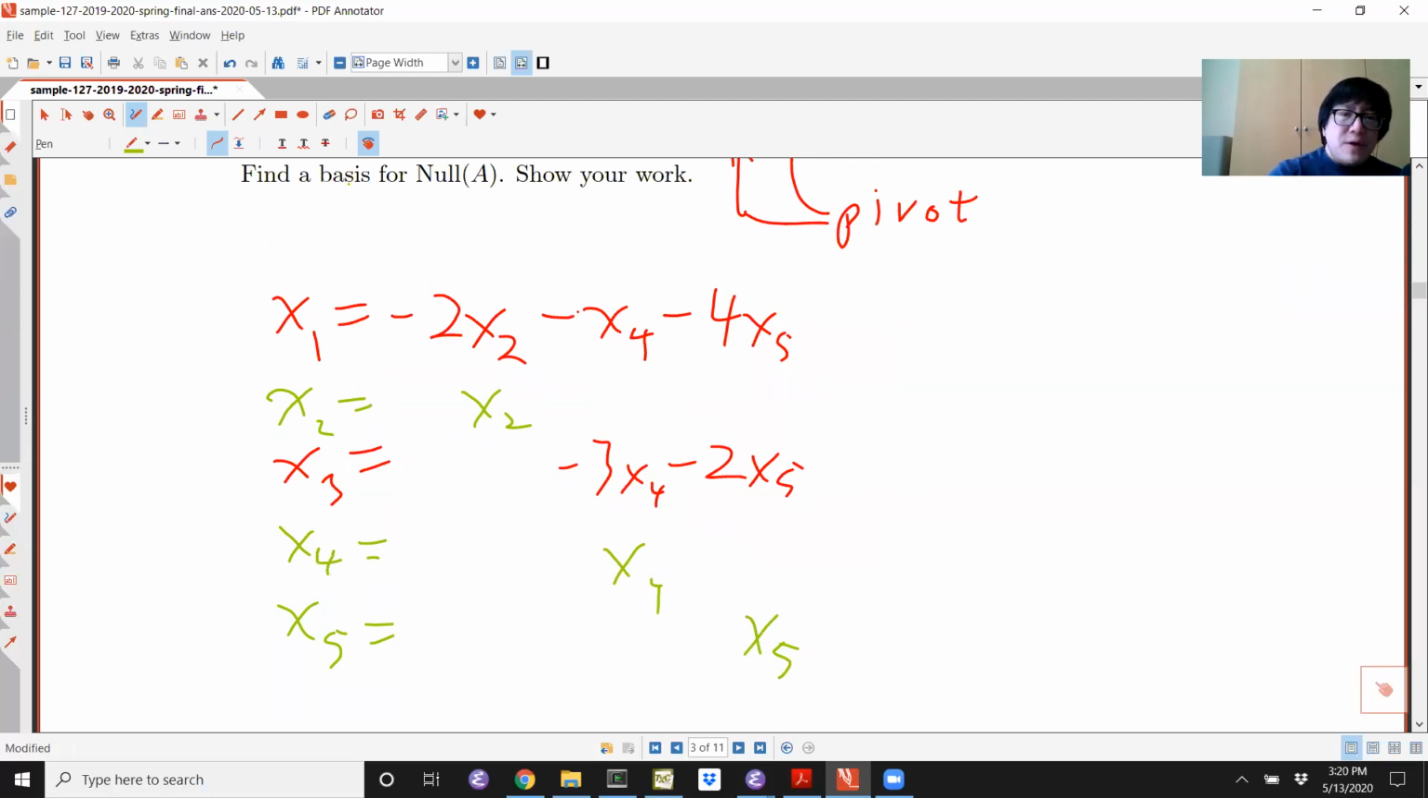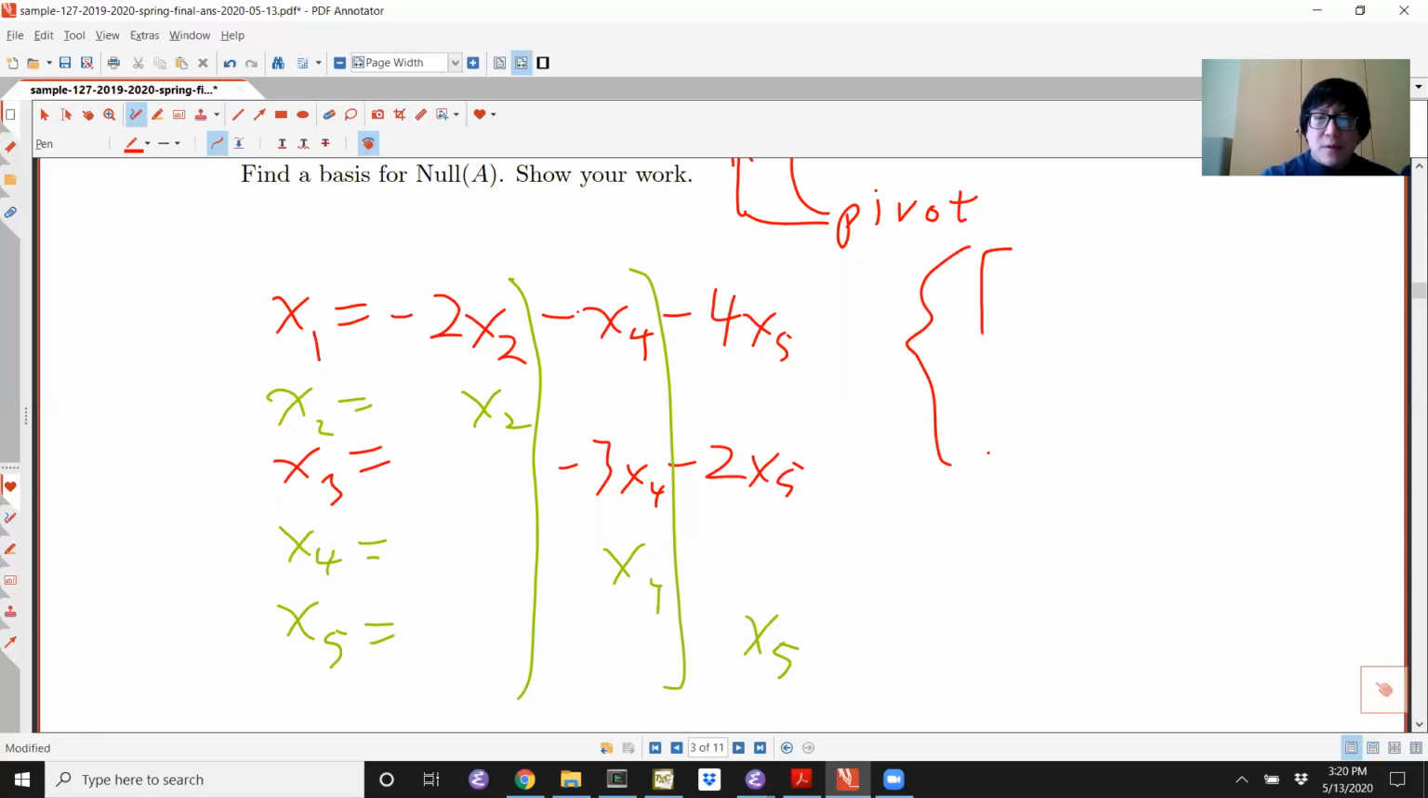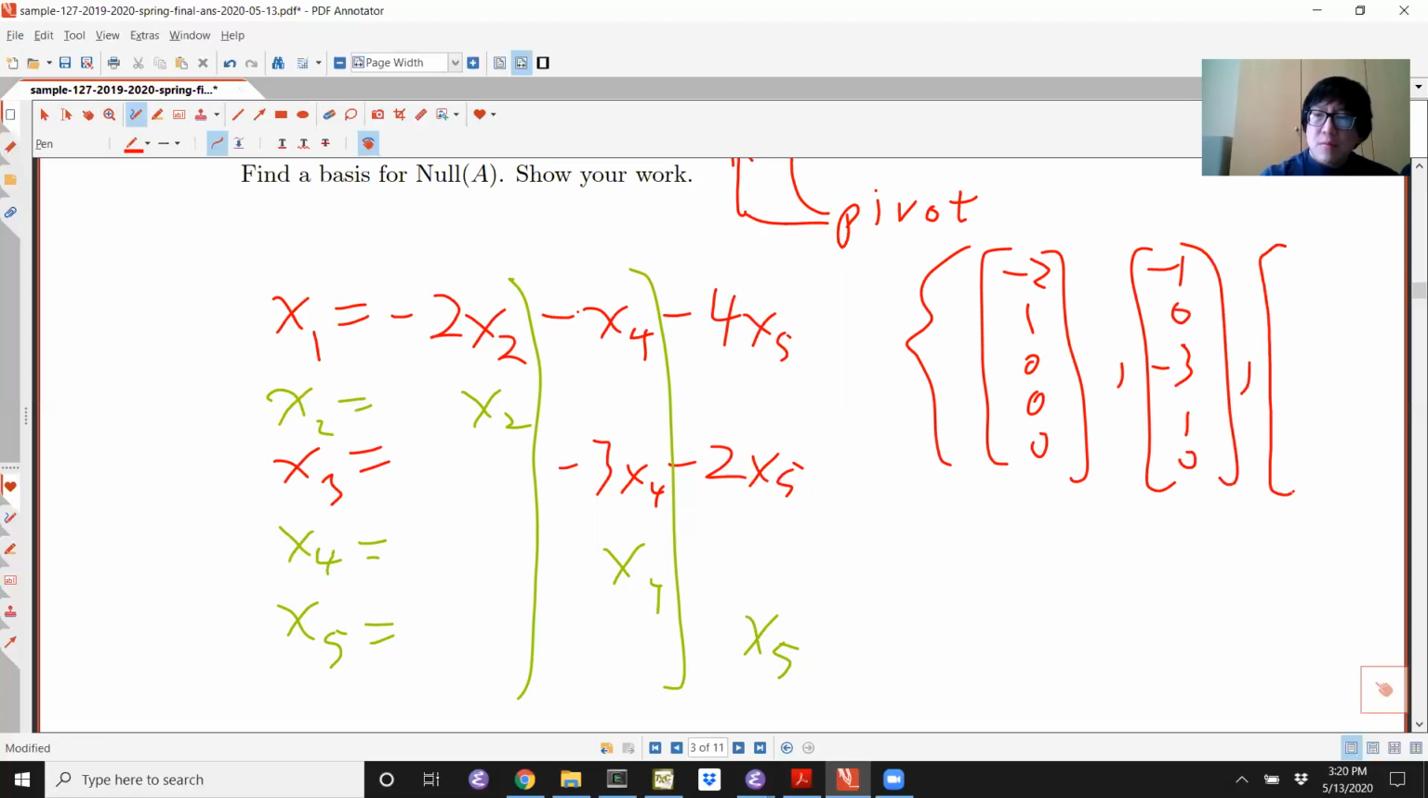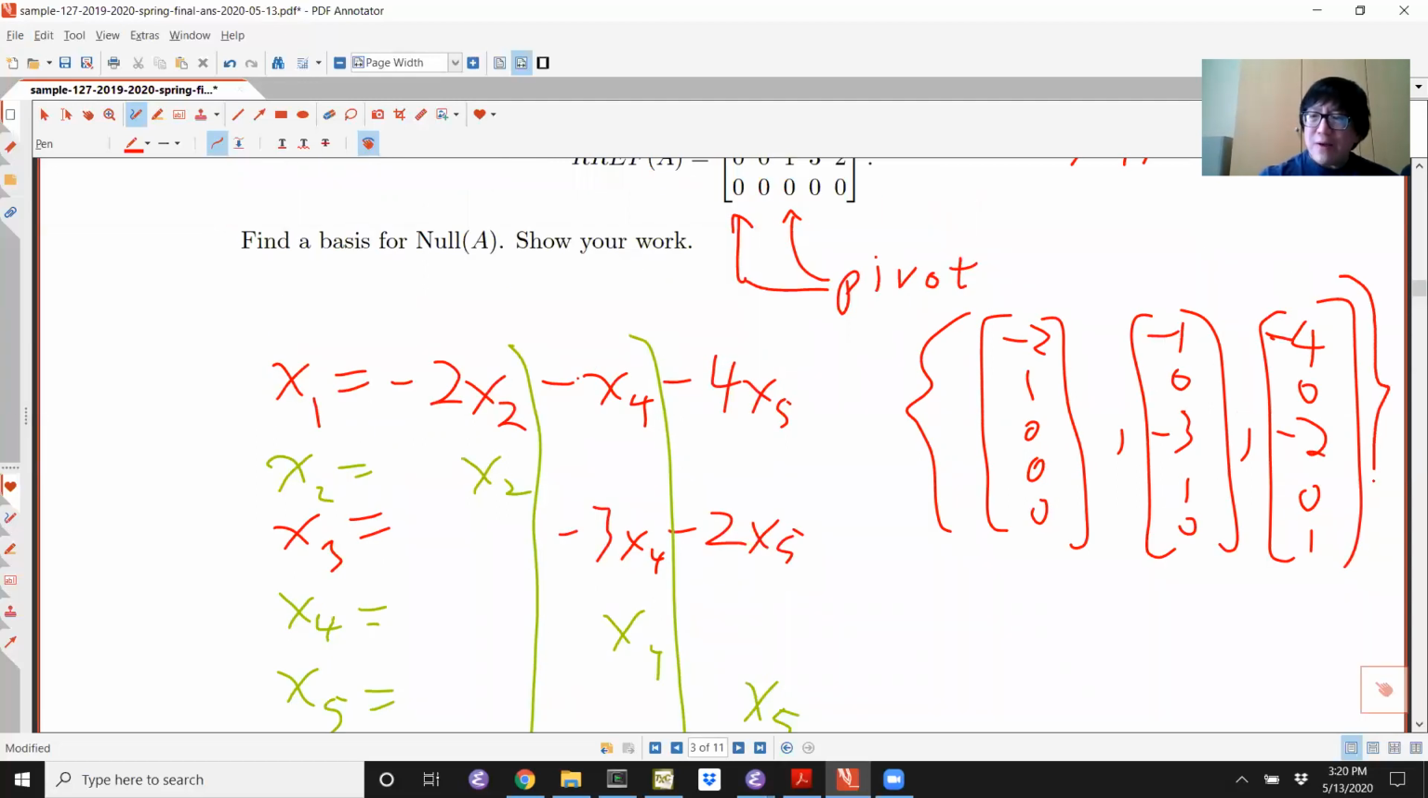And now the way that we read off a basis for the null space of A is that if we line everything up carefully, we can just read a basis from this display here. The basis vectors are in dimension 5. They're (-2, 1, 0, 0, 0), (-1, 0, -3, 1, 0), (-4, 0, -2, 0, 1). And okay, so I will accept this answer.